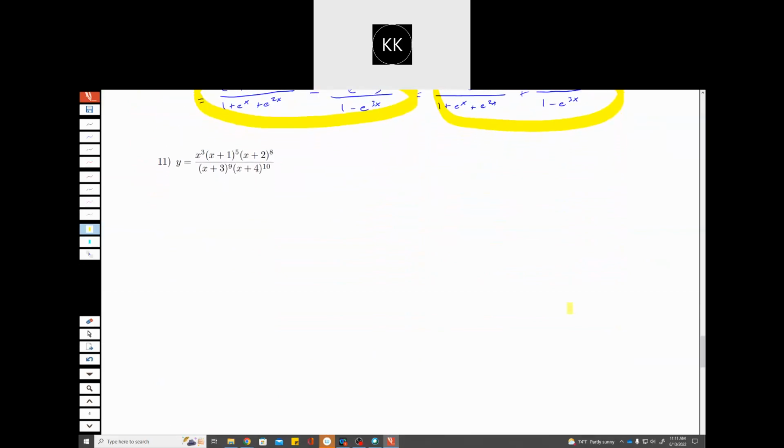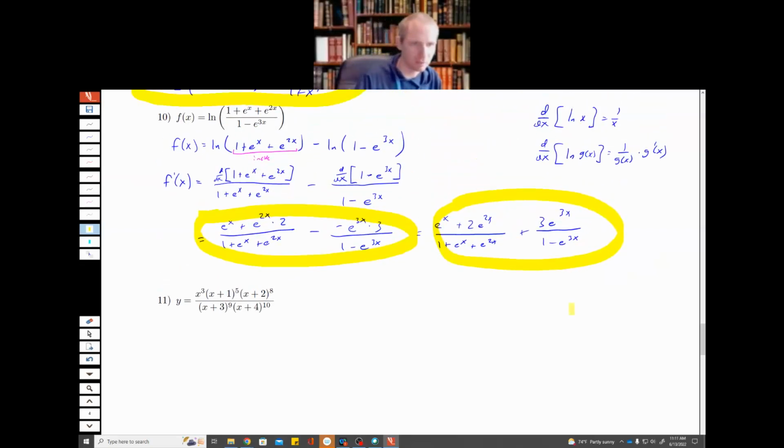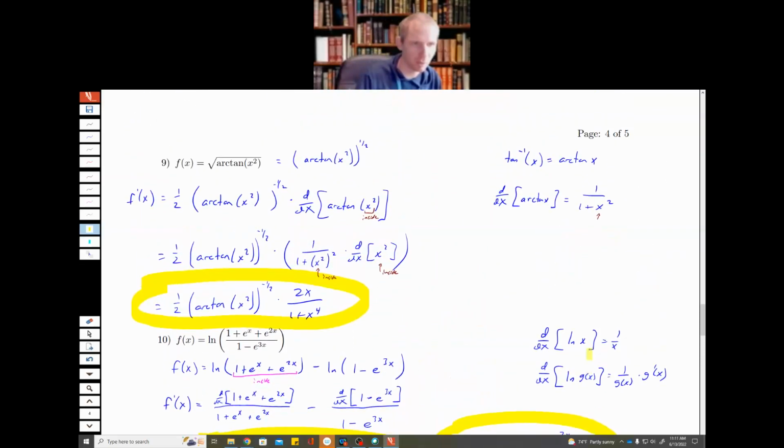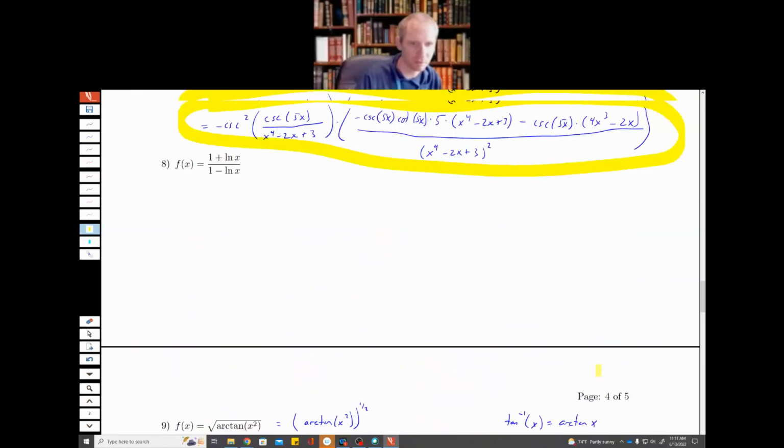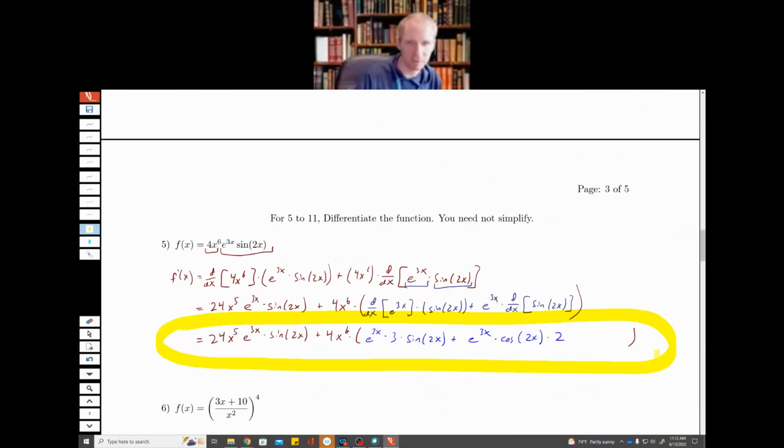Okay, well, nobody asked yet, but I'm just going to go ahead and do problems 11 and 12 because I think that the last couple problems are usually the most challenging, right? And these two are no exception. So for this one, I want to find the derivative of this function. Differentiate the function. Okay.